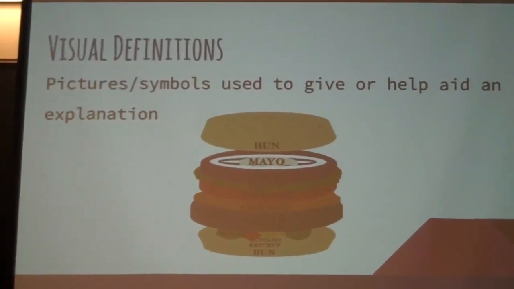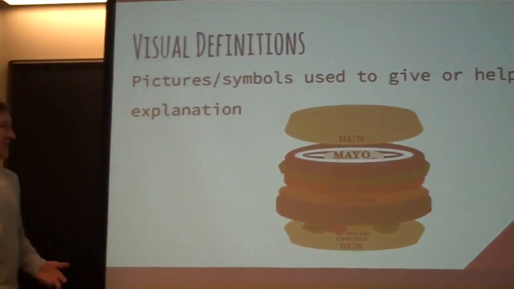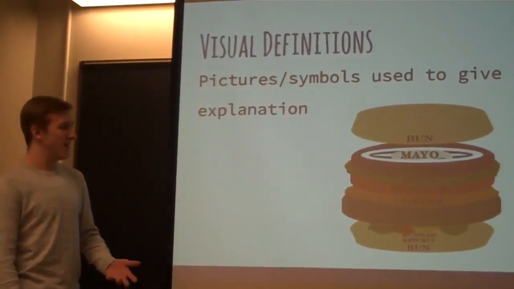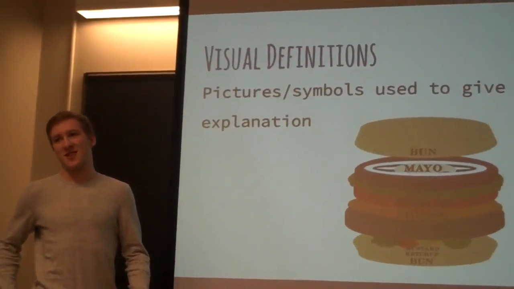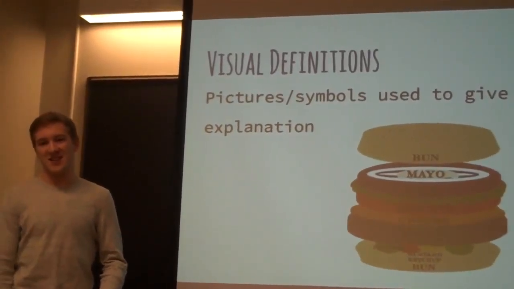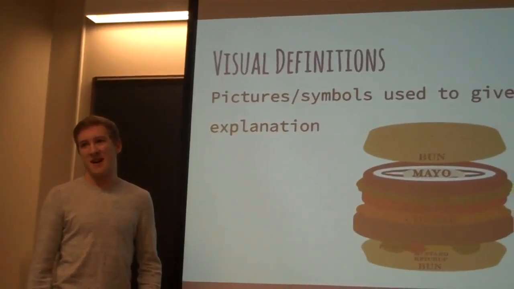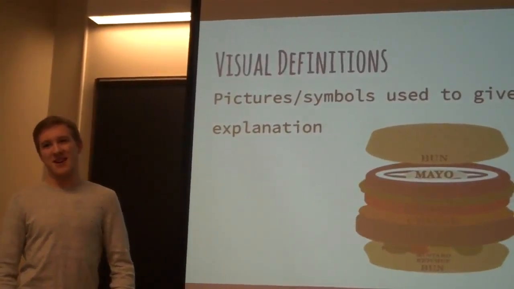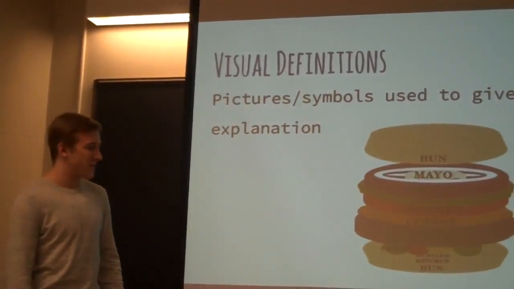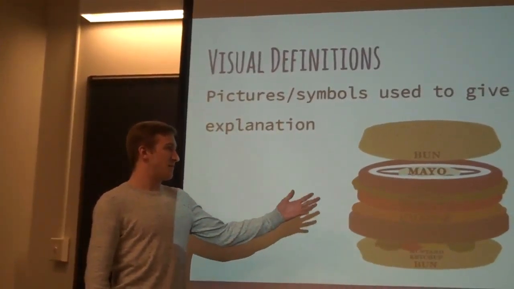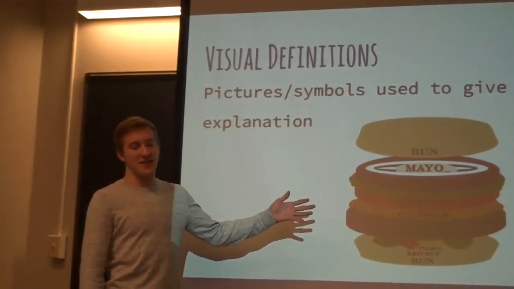Visual definitions are pictures or symbols that help give aid or an explanation. For example, if you were to go to a foreign country, like an isolated village, and ask them what a hamburger is, they might have no idea. So instead of explaining it through a lot of words, you can give them a picture and put a few words on there to better give your definition.